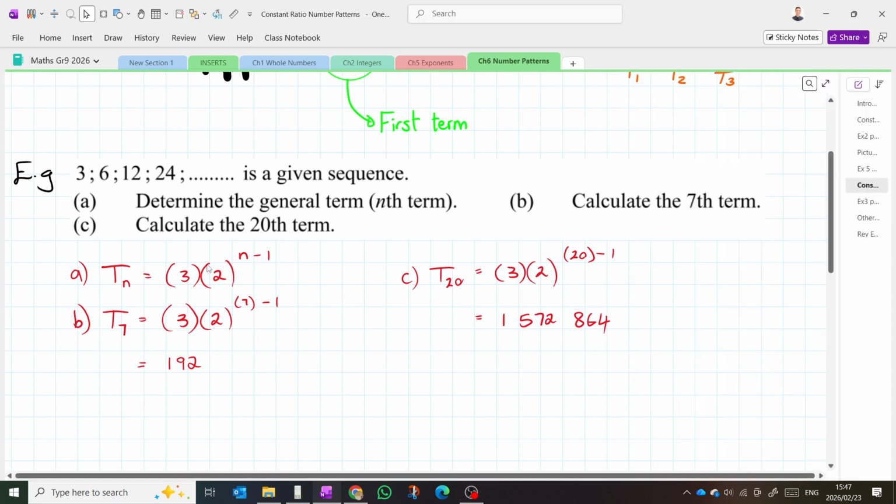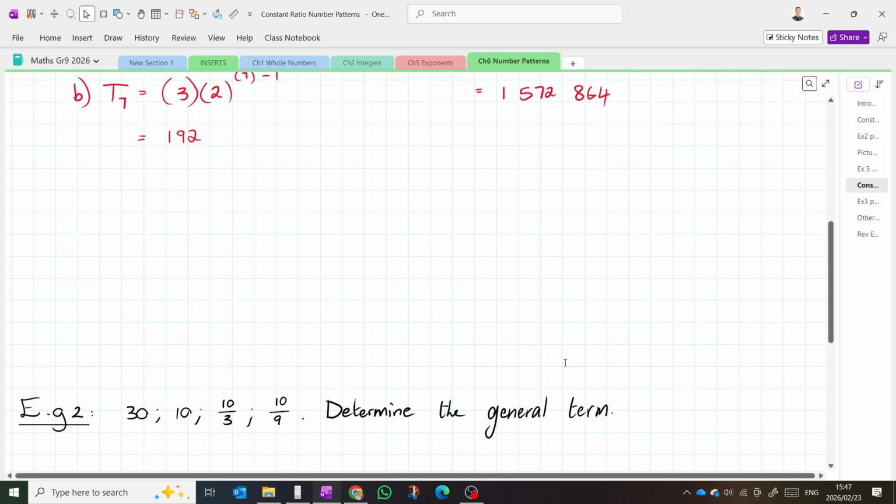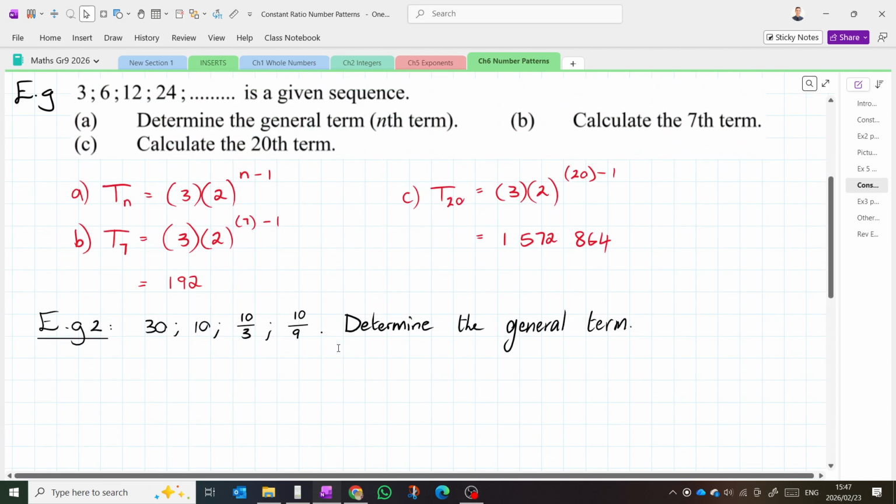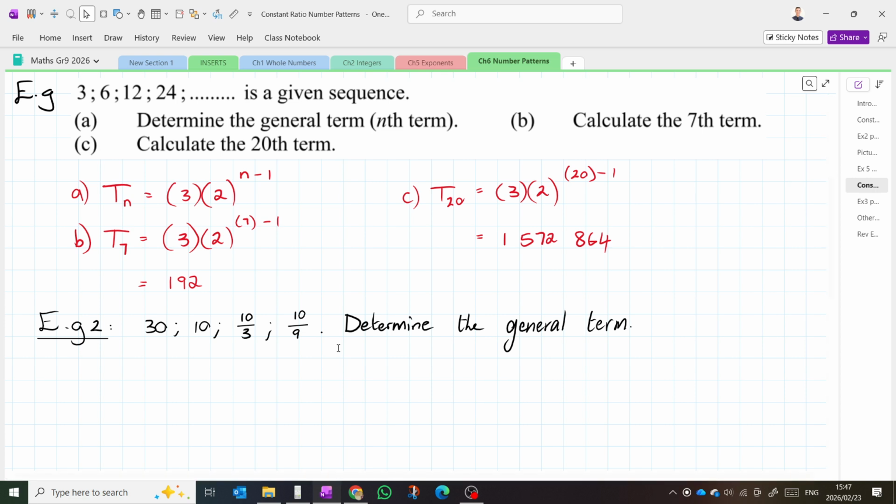Okay. So that was just the first one. Let's have a look at the second one. Now here we aren't asking much of you, we're just asking for the general term. We've got 30, we've got 10, we've got 10 over 3, we've got 10 over 9, and we're asking you to determine the general term.